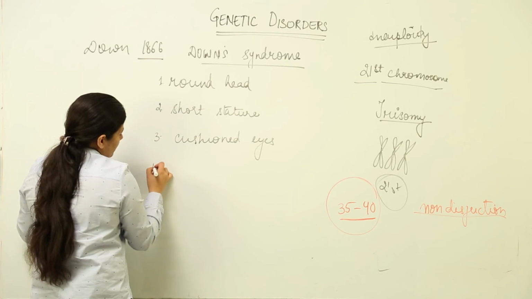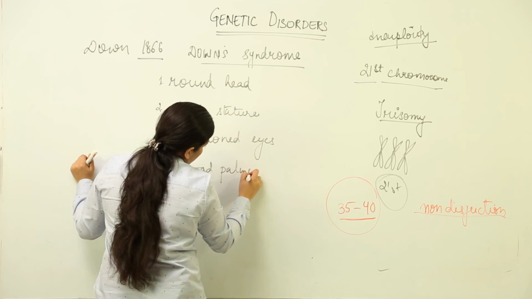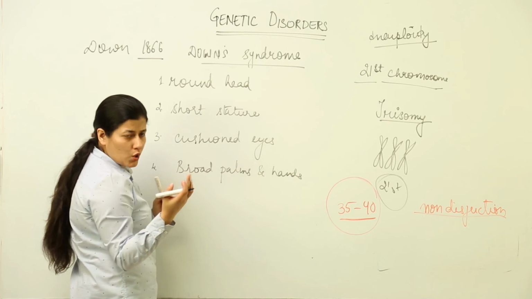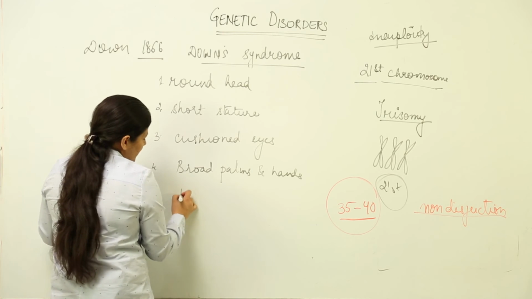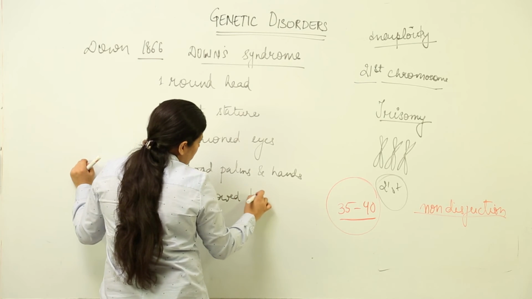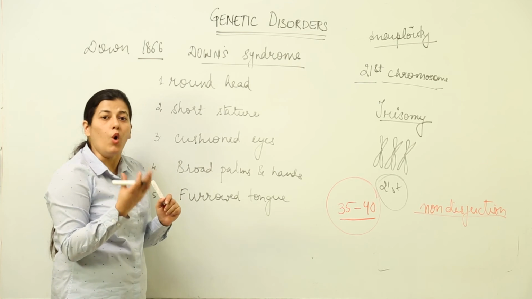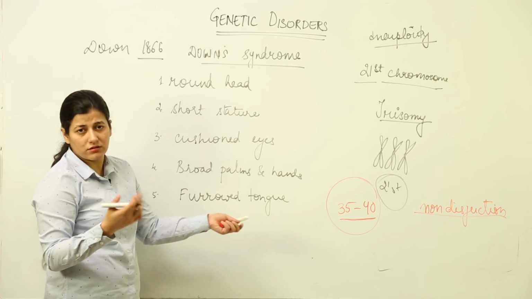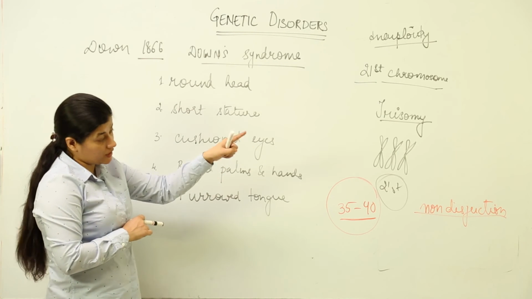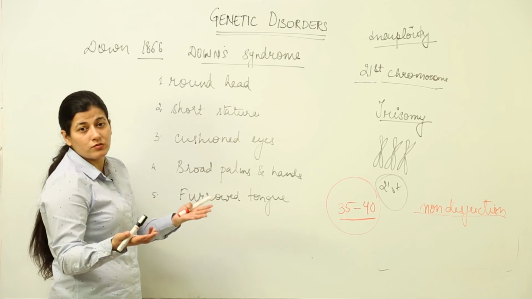Their broad palms and hands could be easily identified. Fingers are very, very short. Apart from that, they have a furrowed tongue, and because of that their mouth is all the time open. These are a few of the manifestations of that extra chromosome that resulted in trisomy. It shows how one extra chromosome is causing so much pain.